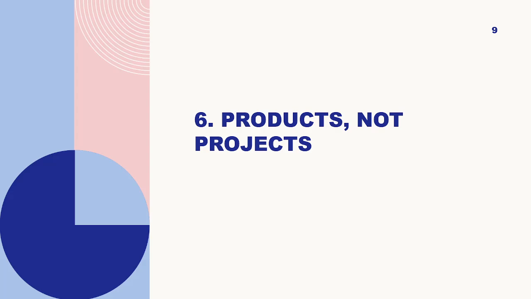Now let's talk about the sixth attribute, which is products and not projects. Let's start with the concept of products and not projects. Traditionally, organizations have approached work as discrete projects with a defined start and end. However, this mindset can lead to a lack of ongoing support and evolution once a project is completed.